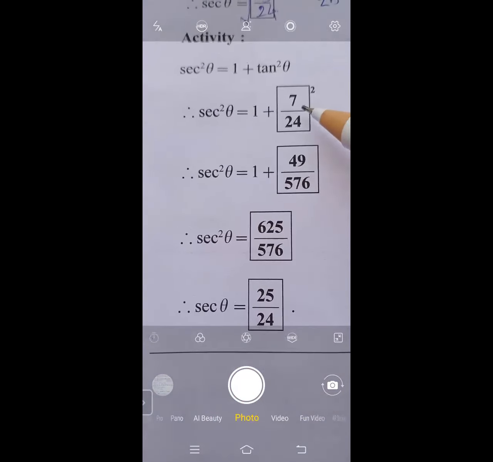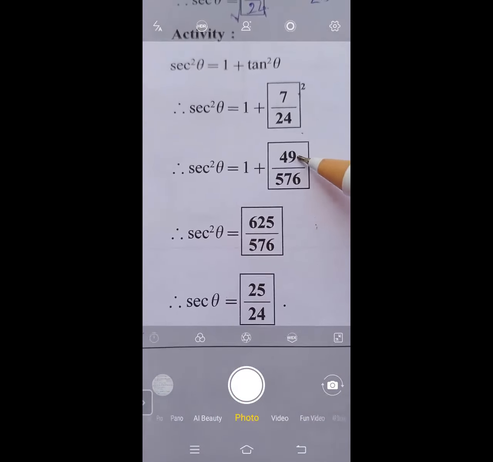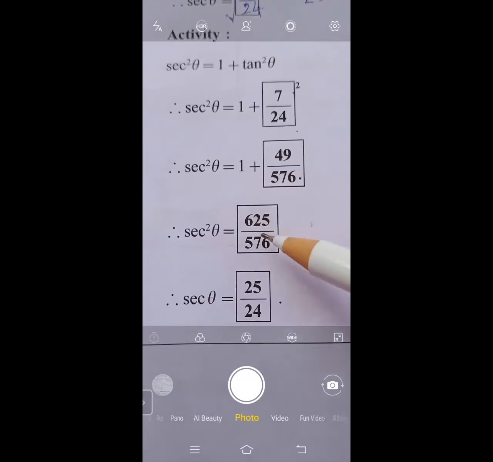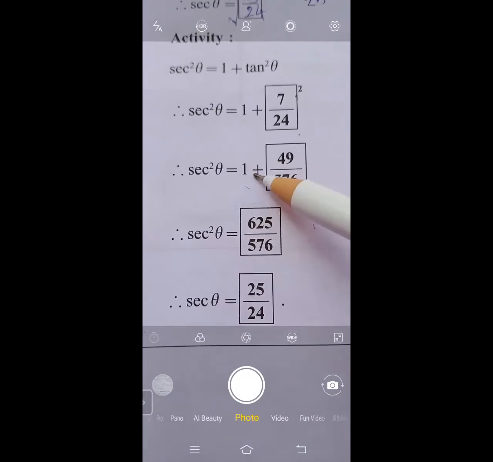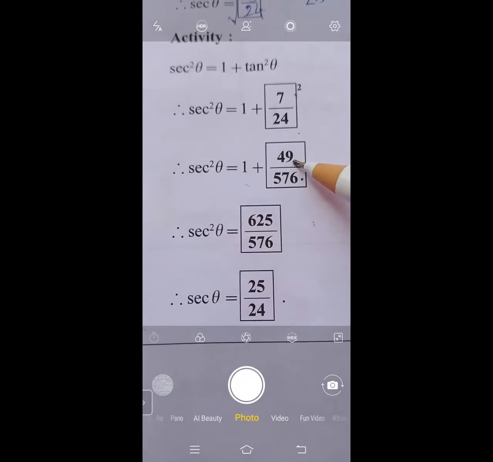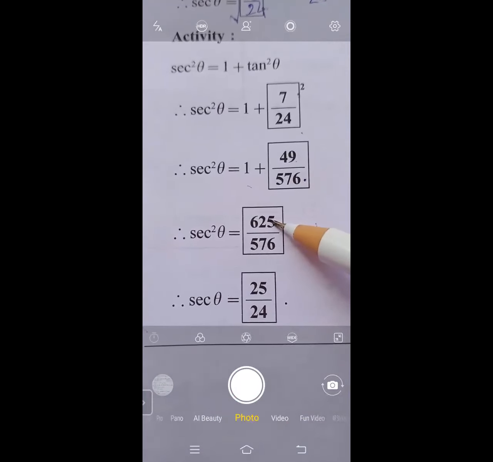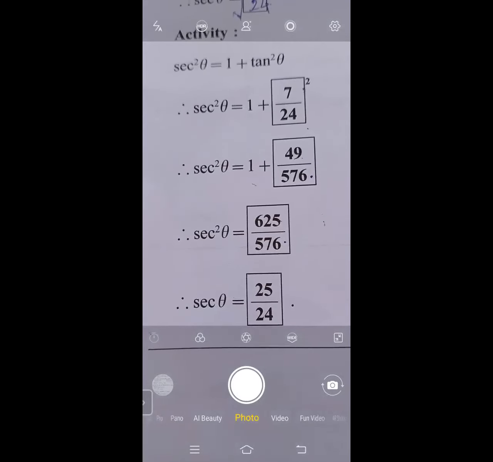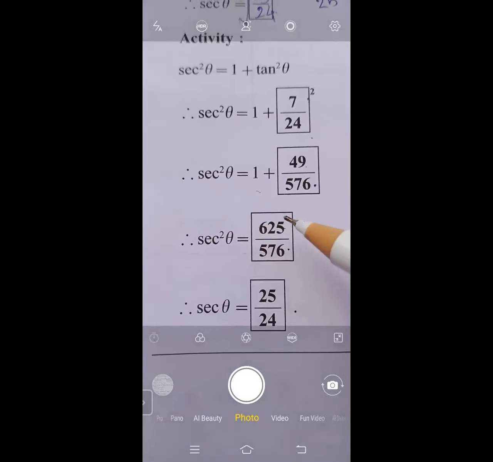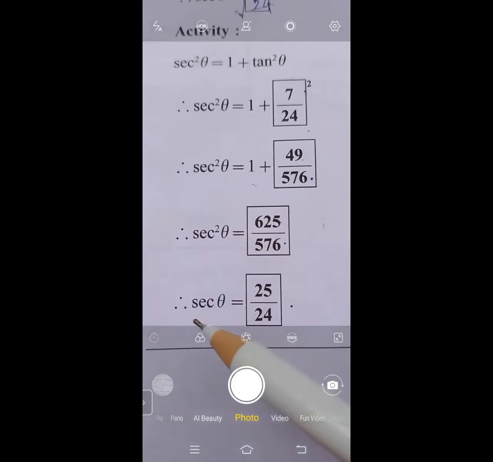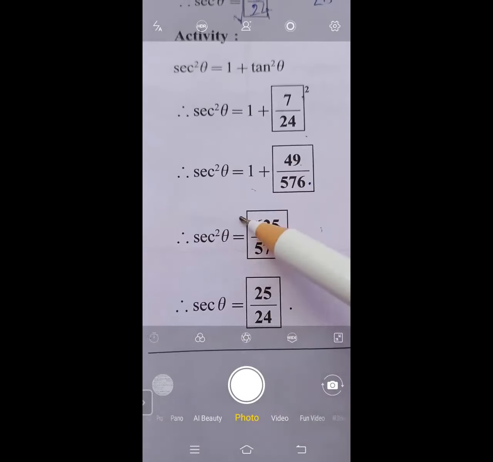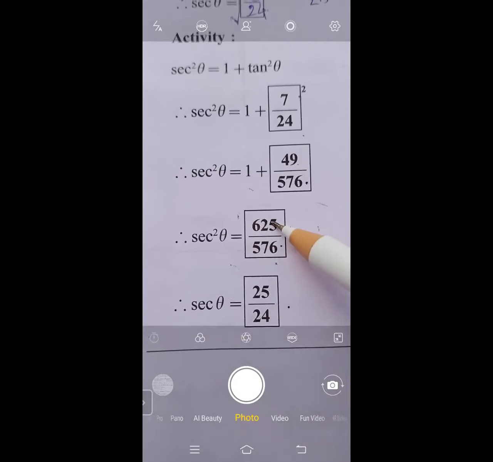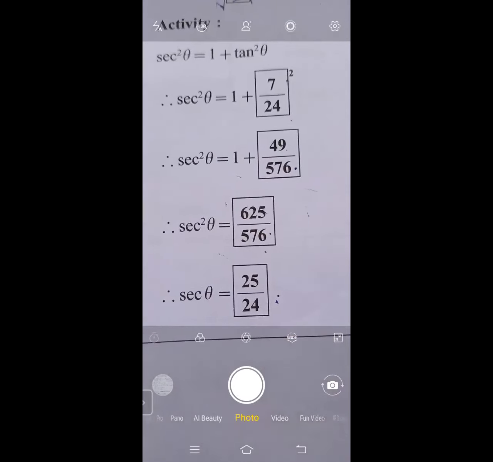They have solved this sum. 7 divided by 24, 49 divided by 576. Okay, then they made the denominator same, added the numerators, which is 576 plus 49, which gave us the answer 625. Then 625 divided by 576, which is sec square theta equal to 625 divided by 576. Then sec theta equals the square root, by taking the square root of the whole term. So the square root of the numerator is 25, for the denominator it is 24.